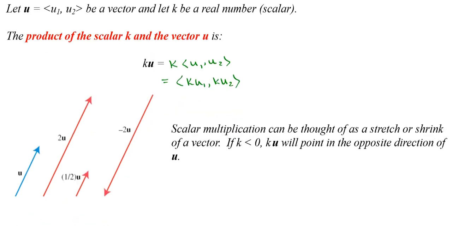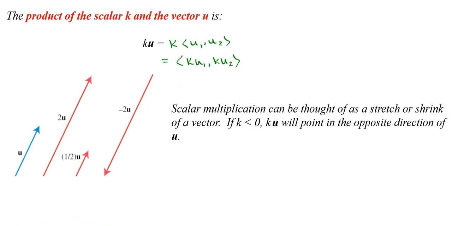If you want to visualize that, scalar multiplication is a stretch or shrink of the vector, and if the scalar value is negative, then the vector points in the opposite direction. So if we start here with u, 2 times u is double the size, and 1/2 of u is going to be half of the size. If we do negative 2 times u, it's going to be double the size of the original vector, and notice it's pointing in the opposite direction. So scalar multiplication is really just a stretch or a shrink of the vector.